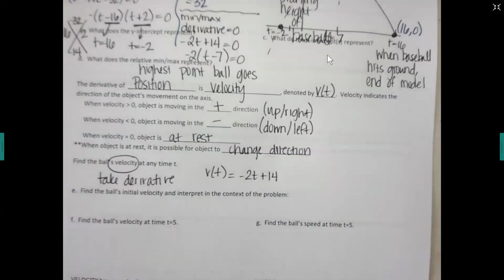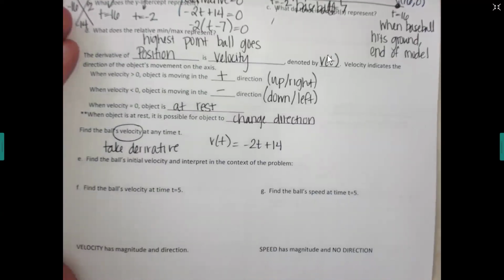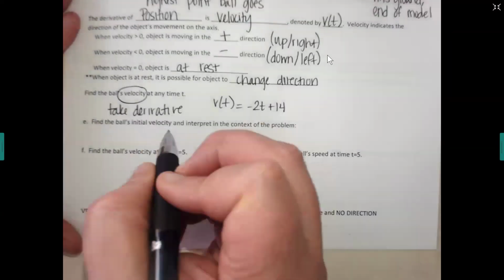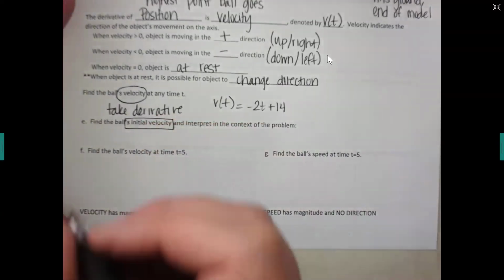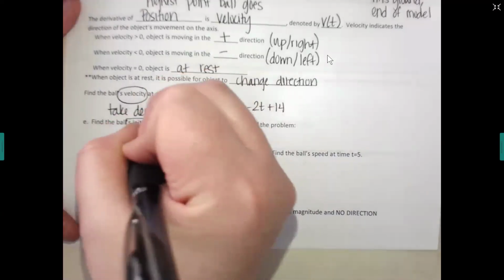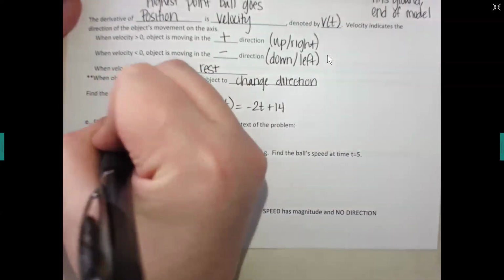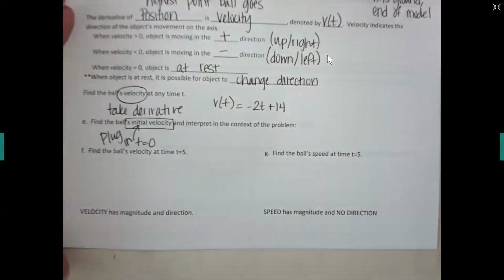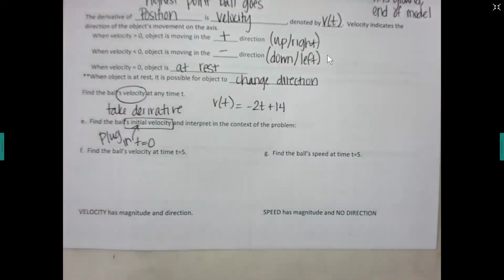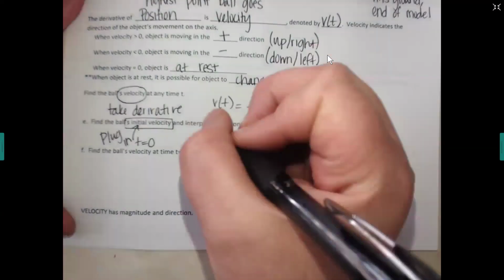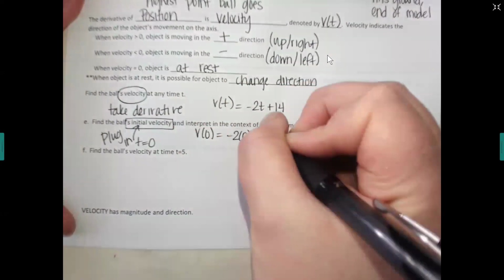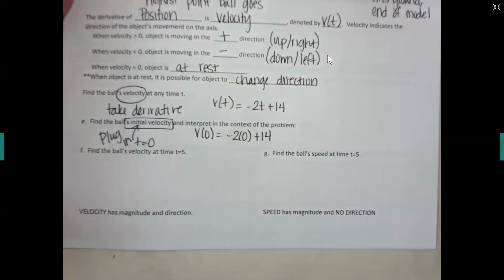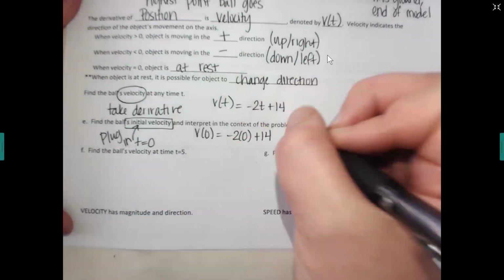Okay, then it's going to ask me for the velocity at 3 different times. First, it's going to ask for the initial velocity. What time does initial imply? Time 0. Very good. So you're going to plug that in. Anytime it says initial, that means at the beginning of the model, which would be at 0. So if I plug in a 0 here, v of 0 equals, that'd be negative 2 times 0 plus 14. What would that come out to be as an answer?